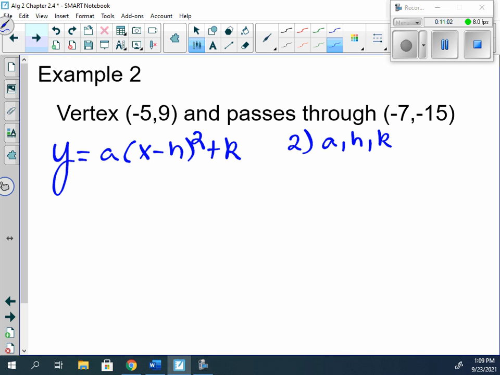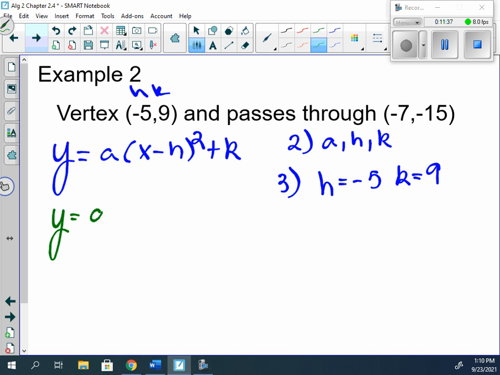So in part 2, which 2 do we know for sure? H and k, because they're part of our vertex. So part 3 on those 2 lines, well, we can say h is equal to, and k is equal to 9. And really that brings us to step number 4. And what we can do is we can go on and plug those values in.